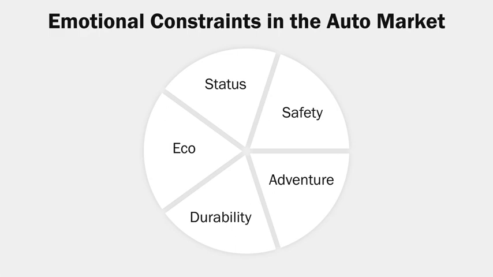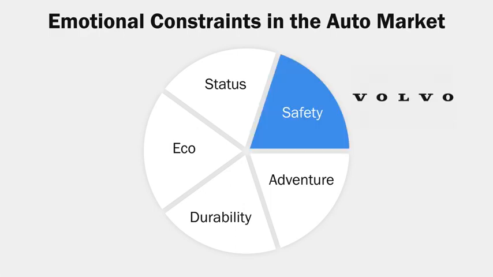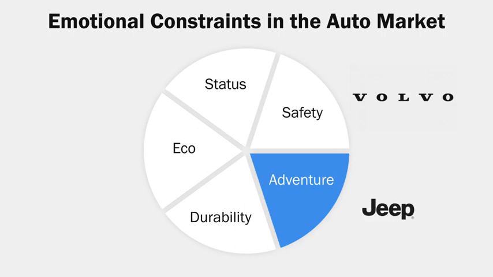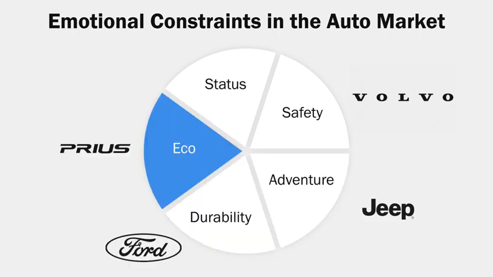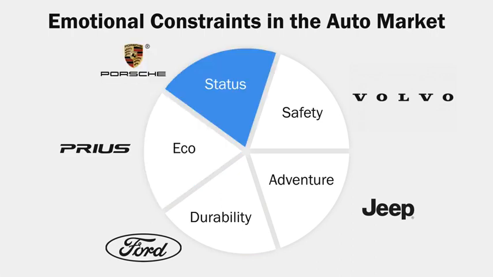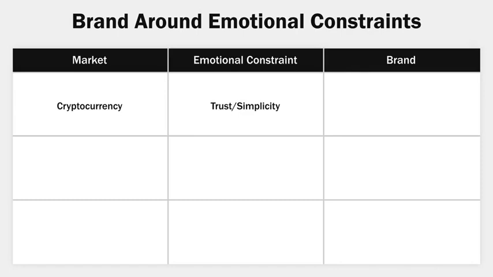And what we find is that there are specific cars or brands that align to each one of these emotional constraints. Volvo indexes highly on safety, Jeep on adventure, the Ford F-150 truck on durability, the Prius on being eco-friendly, and a Porsche being a status symbol. So we can view this the same way in the tech industry.